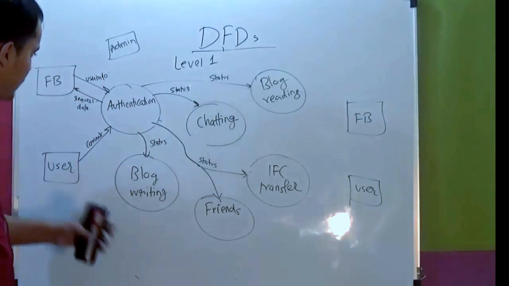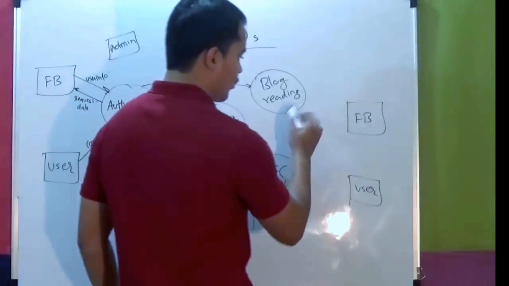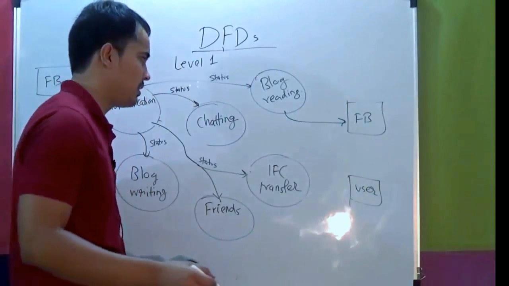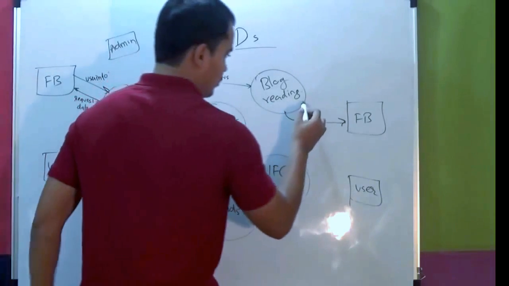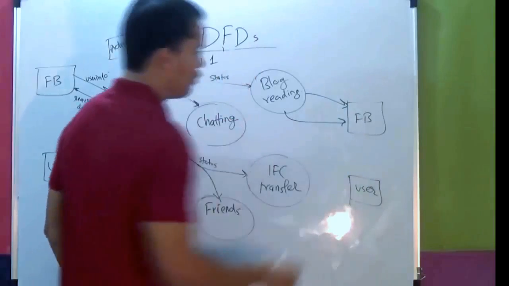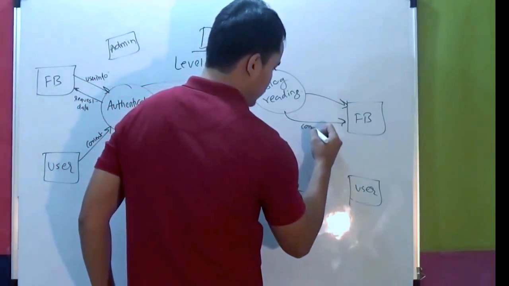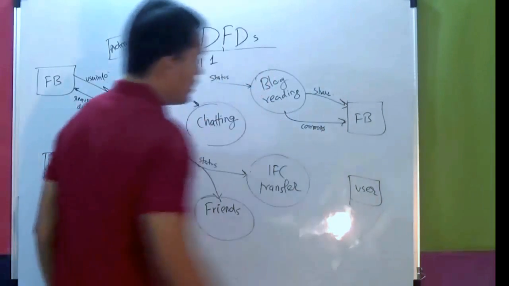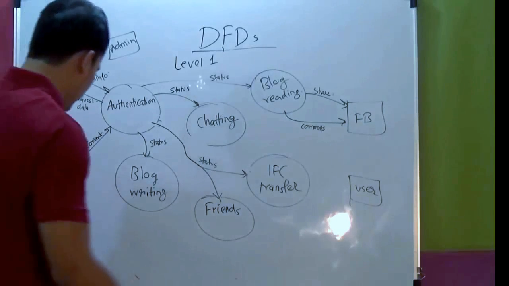Alright, so then what about Facebook here? Blog reading can comment using Facebook comments, so it goes here. Again, blog readers could share that particular blog with others on Facebook, so that also goes. So I can show multiple flows from this to this, and I'll have to label them. So this is comments and this is share.